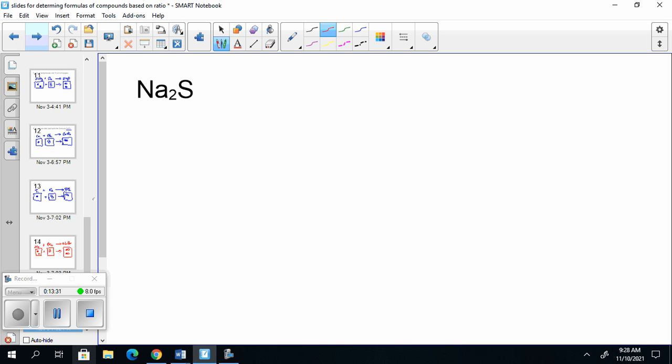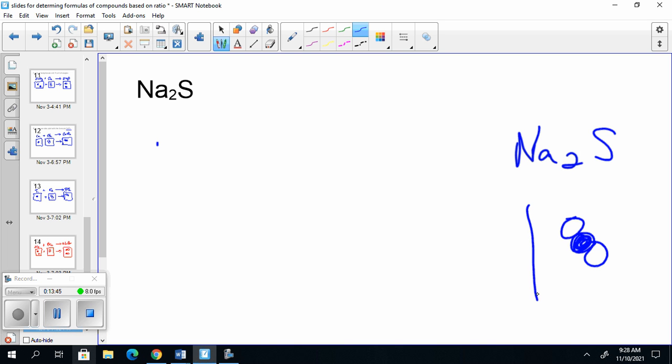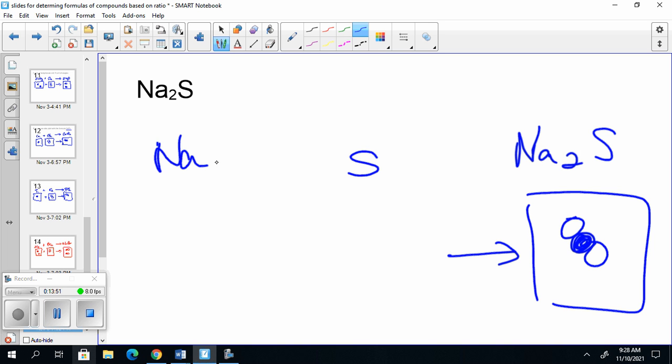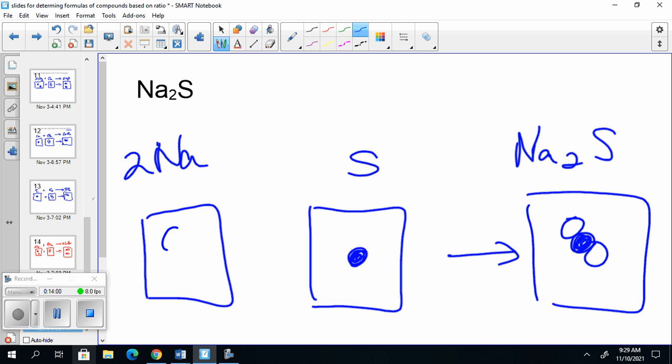All right, Na2S. Okay. Here's my S. Here's my 2 Nas. And let's go backwards. S is monoatomic. Na is monoatomic. So I needed 1 of these, and I needed 2 of these. I do not draw them connected, though, because they are monoatomic. So they get 2 separate circles not connected. So 2 Nas plus an S makes Na2S.